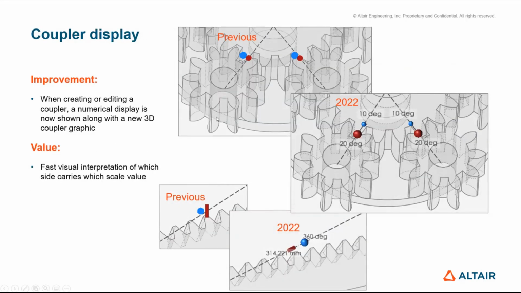We've also improved the coupler display. Previously, we had sort of colored two-dimensional circles. Sometimes it was not clear which side was scaled to which value. We now have a 3D graphic, as you can see here in these pictures labeled 2022, and we now label the scale on here so it's clear to the user which side is getting which scaled ratio.